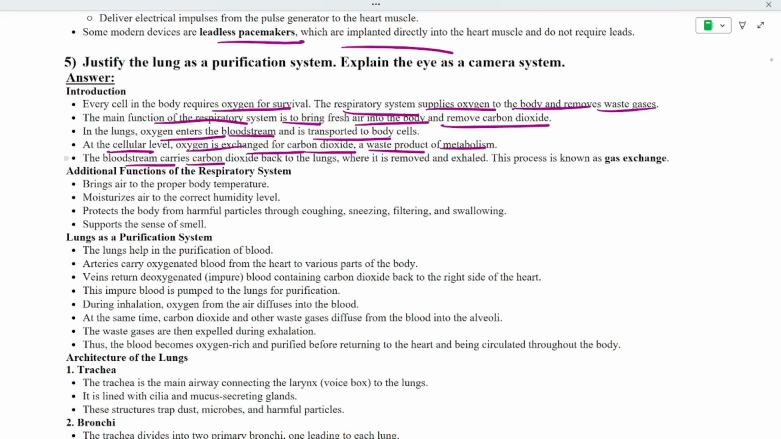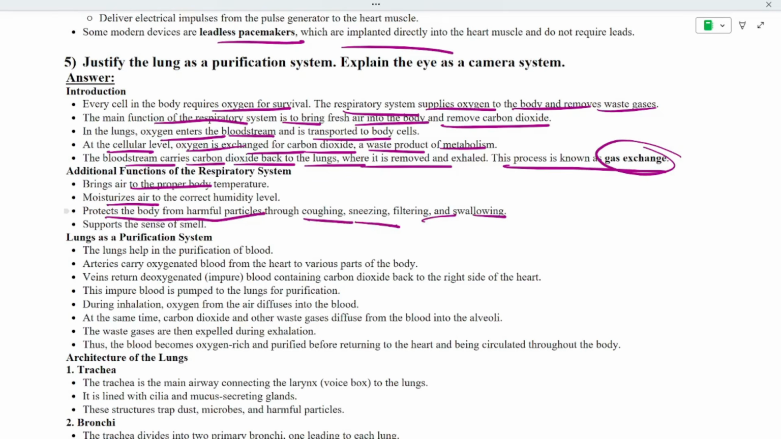Now the bloodstream carries carbon dioxide back to the lungs, where it is removed and exhaled. This procedure is known as what? Gas exchange. An additional function is that it brings air to the proper body temperature, it moisturizes the air, and it protects the body from harmful particles through sneezing, coughing, filtering and swallowing. Also it supports the sense of smell.